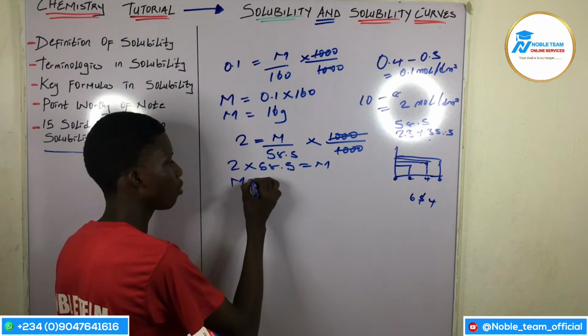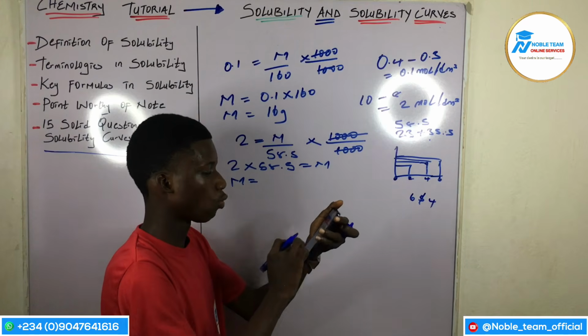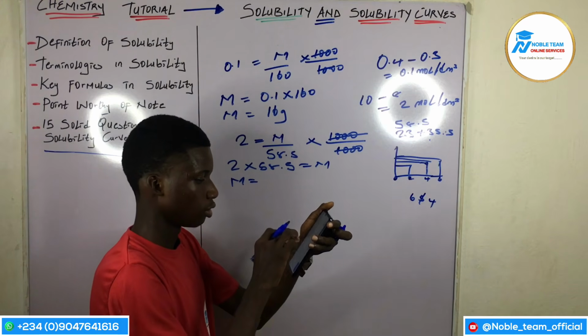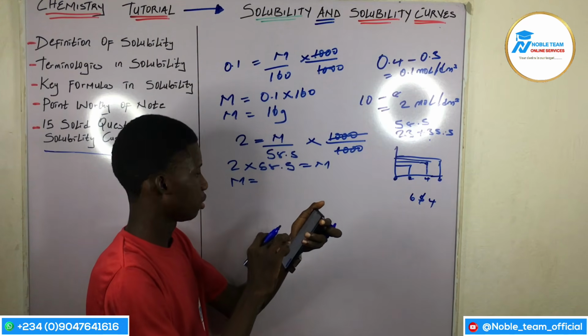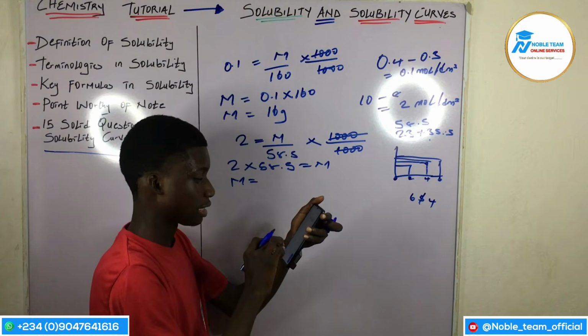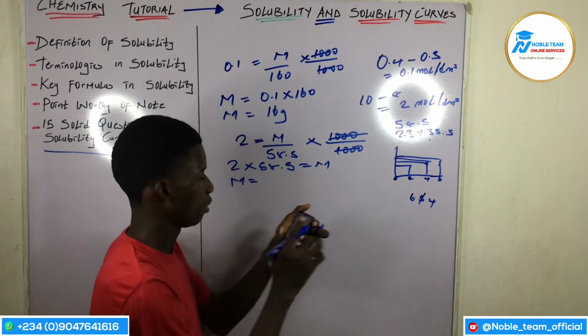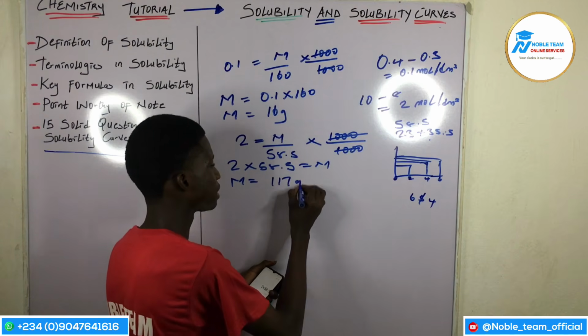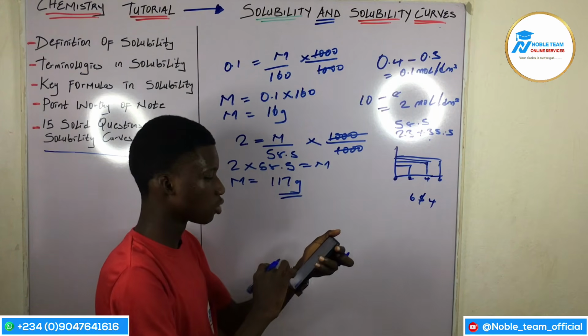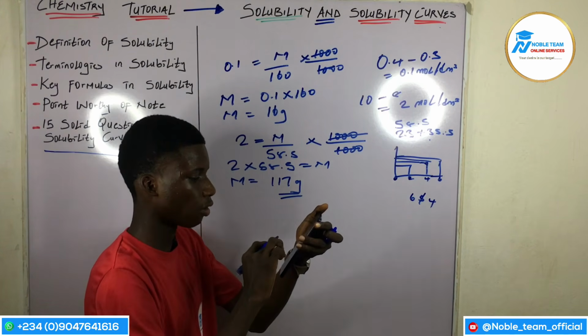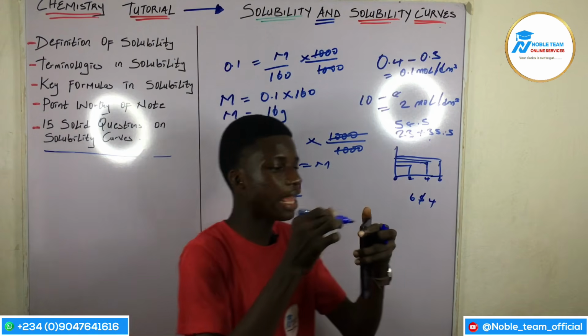Then m is now equal to what? I think it is 117. No, not 117, 17. 2 times 58.5. Yes, 117 grams. Now let's look into the question to know which option is correct. Now we have option A to be correct.